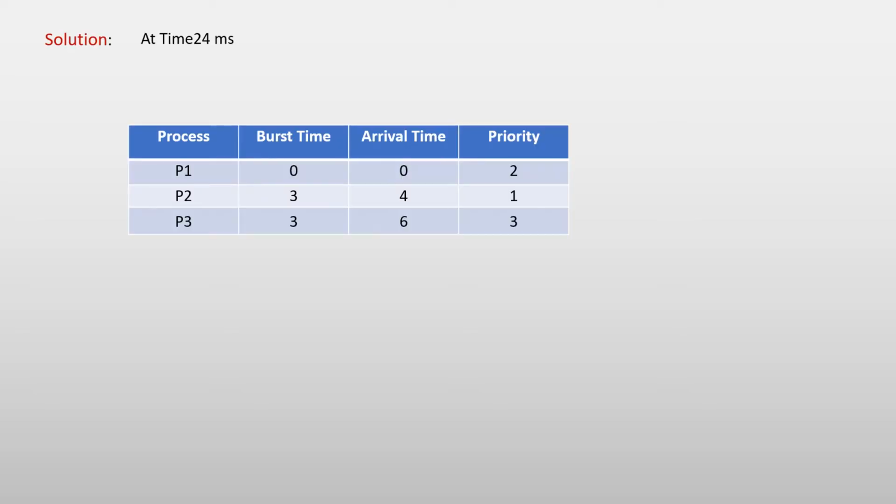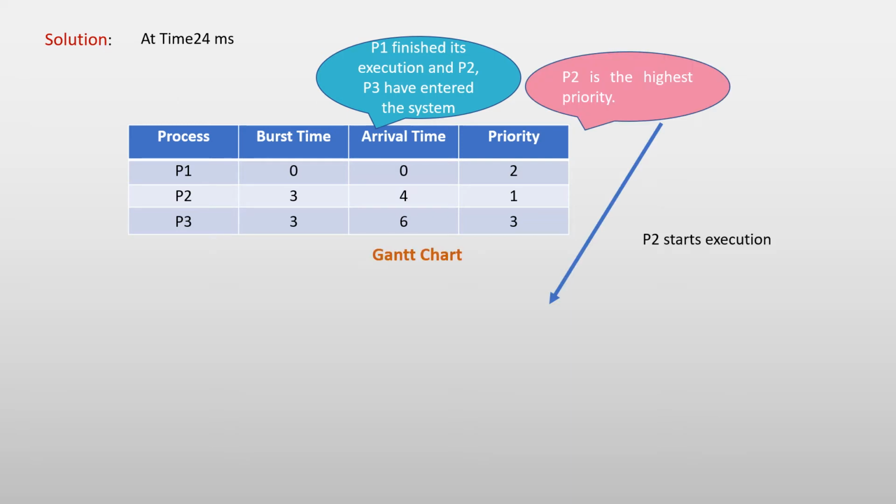At 24 milliseconds, processes P2 and P3 have arrived in the system. At this time, P1 has finished its execution and hence it will not be considered for CPU allocation. Now, out of the two processes P2 and P3 which are remaining for execution, you have to see who has a higher priority, because both are waiting in the ready queue as they arrived at 4 milliseconds and 6 milliseconds and we are at the time of 24 milliseconds. So right now we have to consider the process with the highest priority. P2 has the highest priority. So that's why P2 starts its execution.